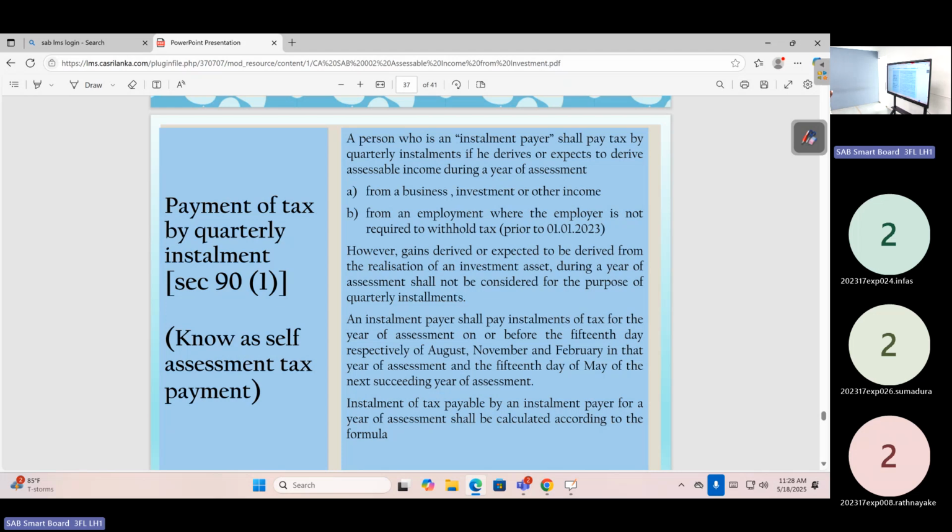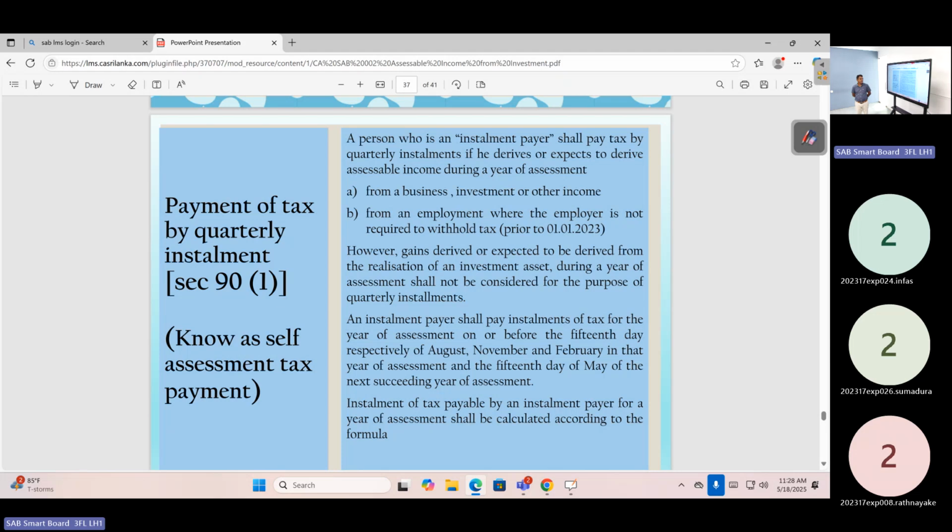Quarter means how many months? 3 months. For a year, 4 quarters. Then there may be 4 installment payments for a particular taxable year, right? So it's a quarterly installment if he derives or expects to derive taxable income during a year of assessment from a business, investment, or other income, or from an employment where the employee is not required to withhold tax.